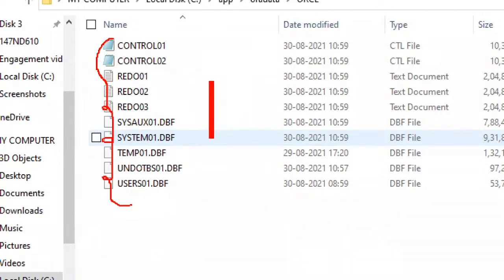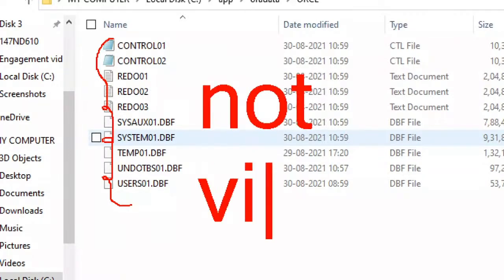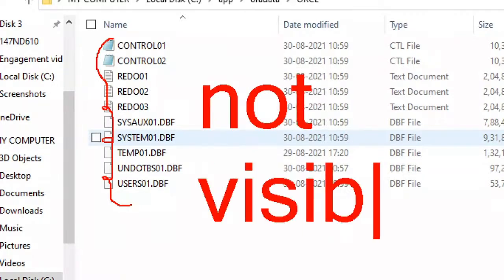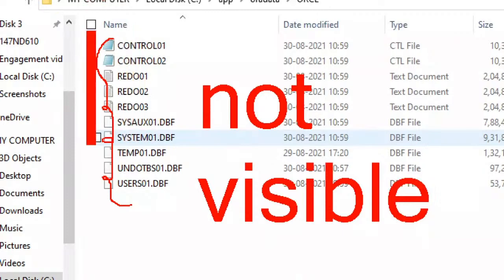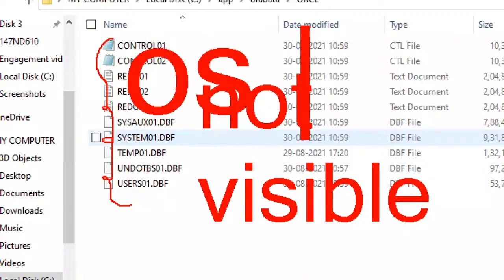But unfortunately, Z is a table I gave. Is that table visible in the operating system or not visible? Very good, not visible. A structure which is not visible in the operating system, the OS, is called a logical structure. Very, very important. Tables are not visible in the C drive, D drive like that. Views are not visible in the C drive, D drive, E drive like this. Indexes, functions, procedures are also not visible.